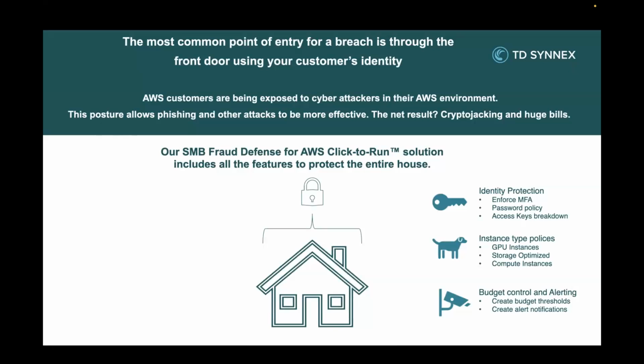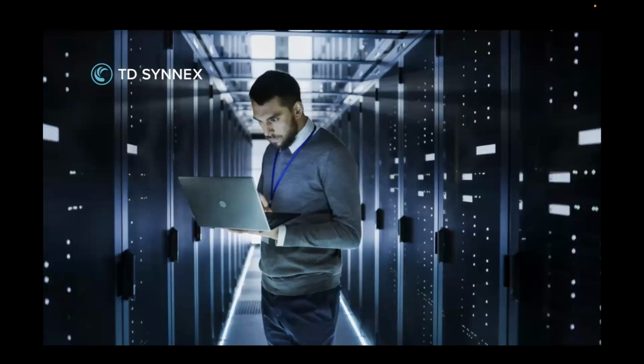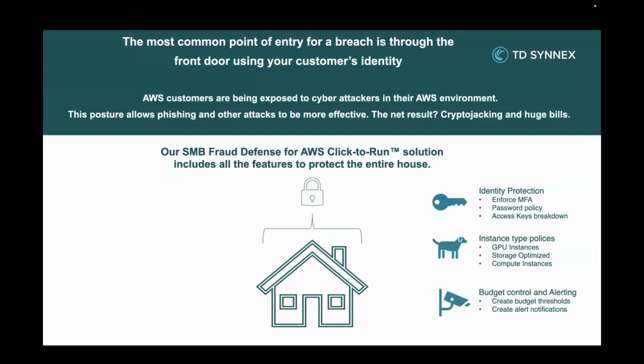So now that we know all of these attack forms and know it's a really big issue on the market, especially in the cybersecurity world, how do we prevent these things from happening in your company? That's where we in TD have deployed a solution which can easily provision infrastructure in your AWS environment to make it more secure without much effort, to protect the entire house. The solution will help you with identity protection, instance type policies, and budget control and alerting as well.